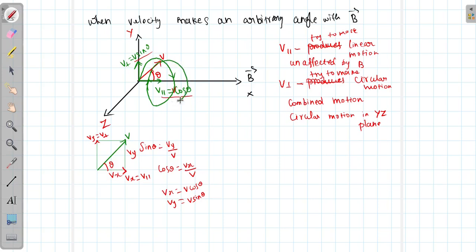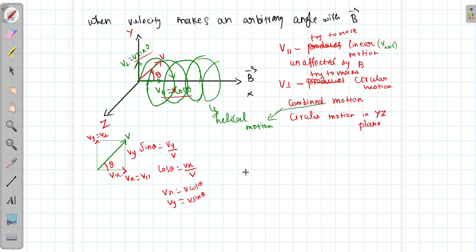Therefore, the trajectory of the charged particle will look like this. The charged particle will undergo a helical motion because of the combined effect. It makes circular motion in the YZ plane and linear motion along the x-axis.